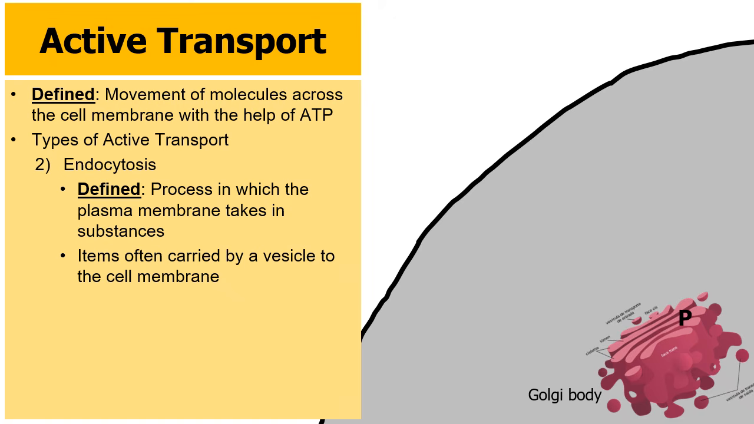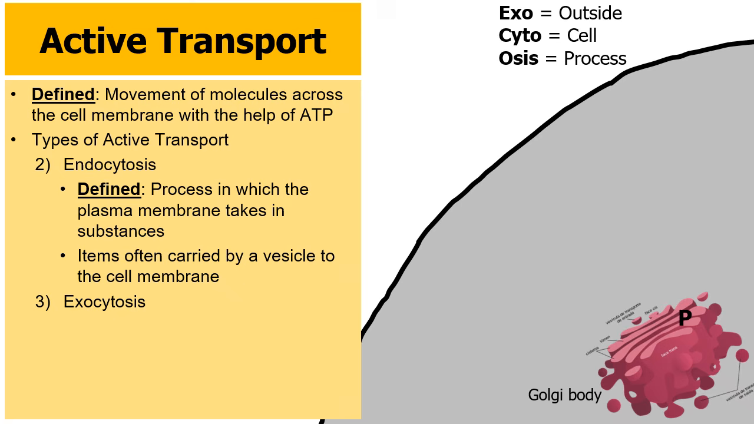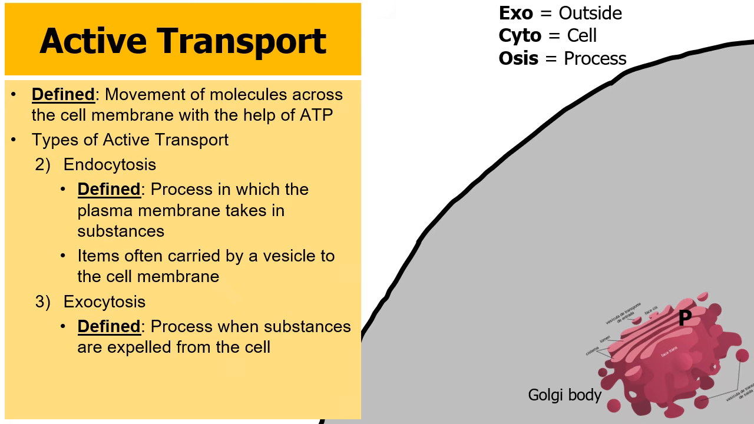Now, another type of active transport to mention is called exocytosis, and this is really just the opposite. Exo means outside, as we said a moment ago. Cyto means the cell, and osis is a process. So this is the process when a substance is expelled or released to the outside of the cell.